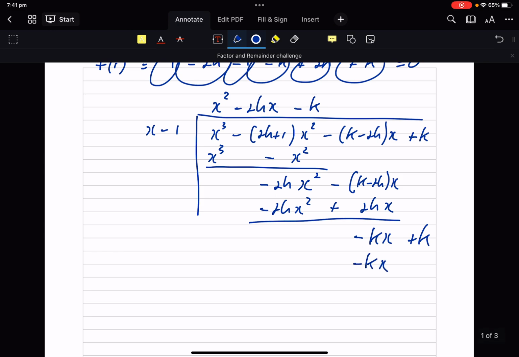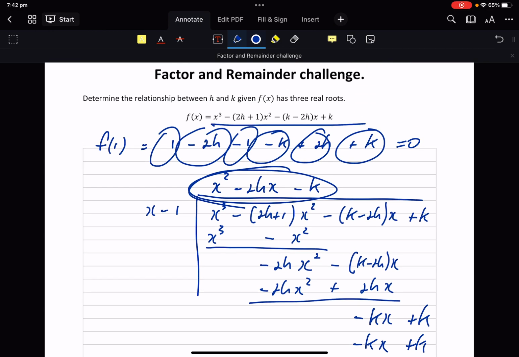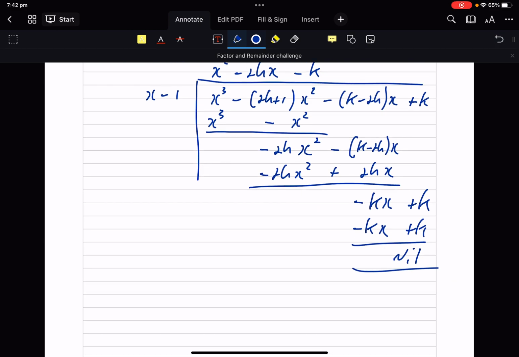minus kx plus k relief. That is a nice, neat division, which it should have been. Okay, so we now know that that's a factor of the initial polynomial. So let's write it out.